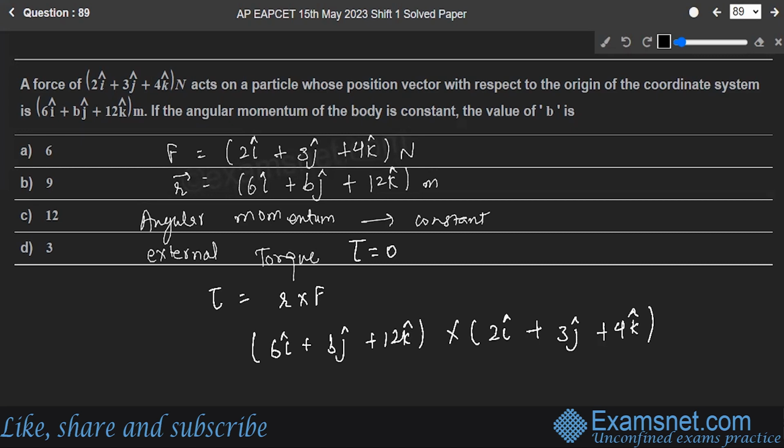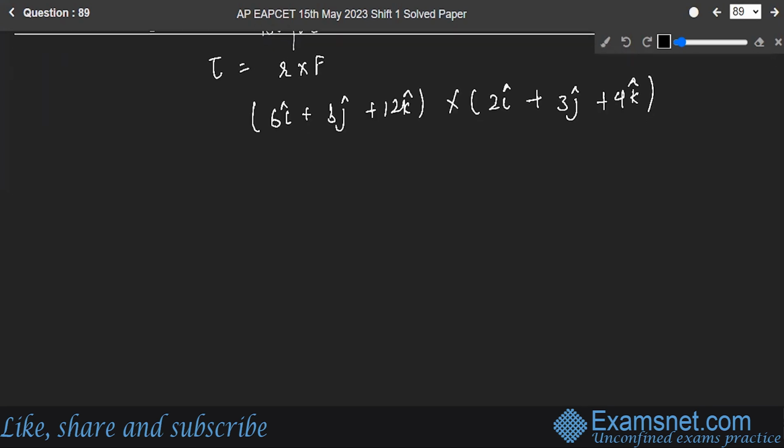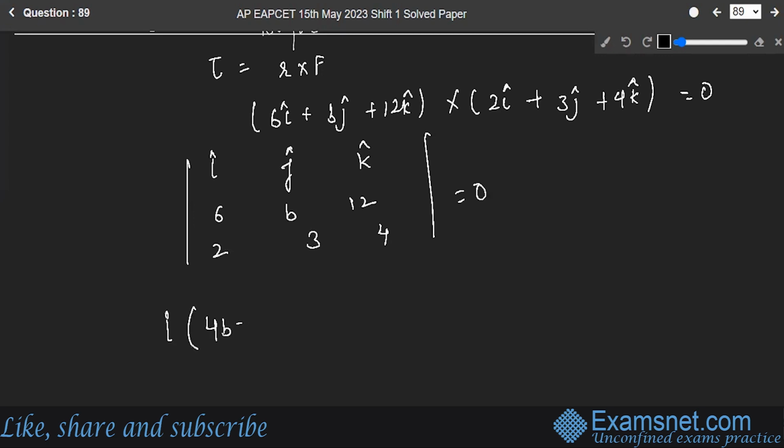Right? So this is 0. Let's write it down. i, j, k; 6, b, 12; 2, 3, and 4. This is equal to 0. So i into 4b minus 36, minus j into 24 minus 24, plus k, you have 18 minus 2b. This is equal to 0.